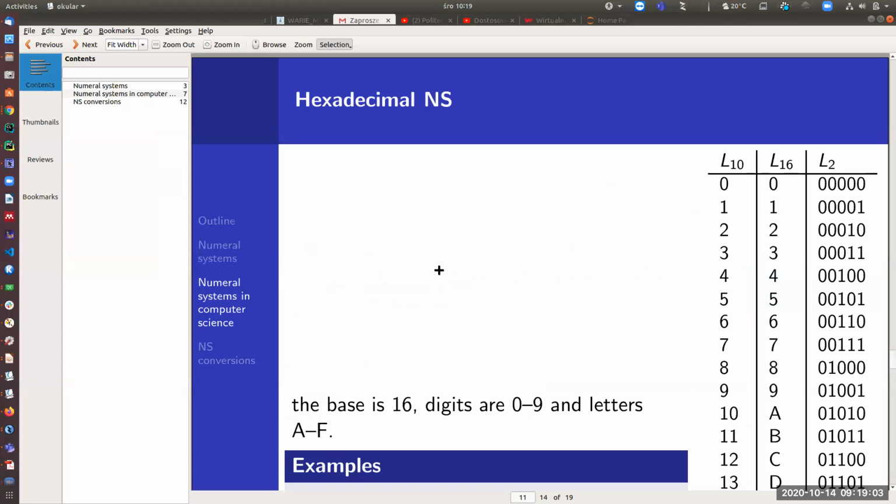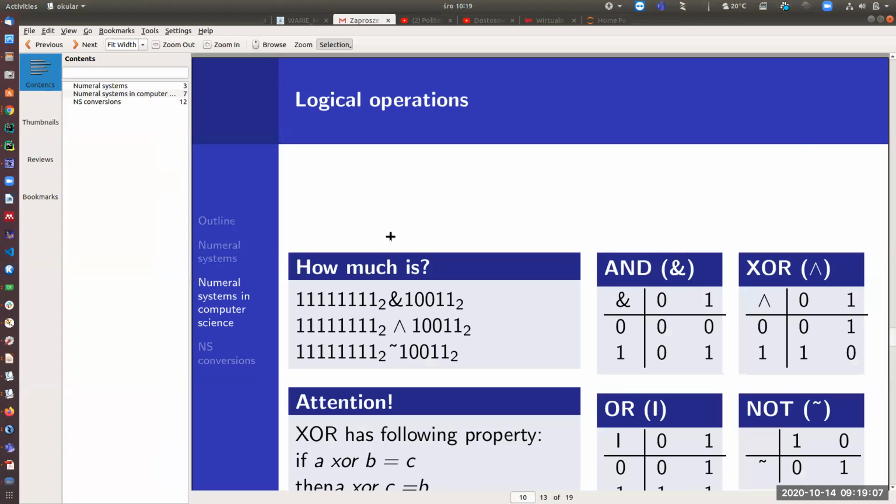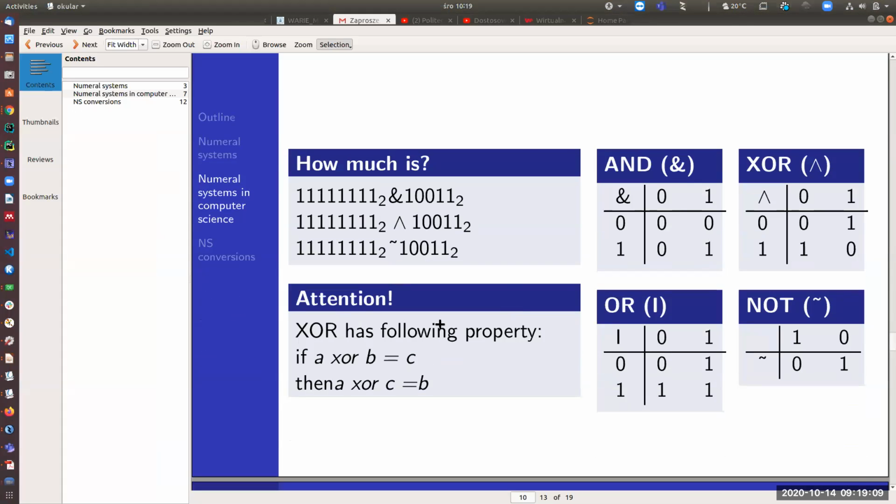So look, if we perform this operation twice, so I calculate A XOR B, XOR B, I will get A again. So I will get the background without any additional element.